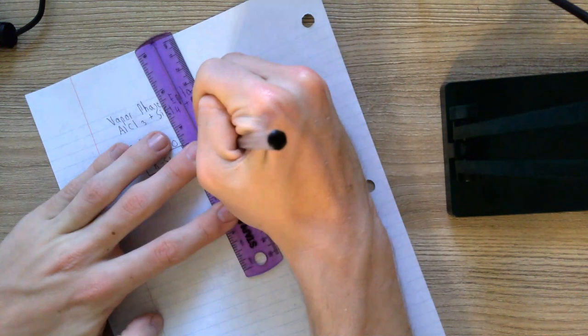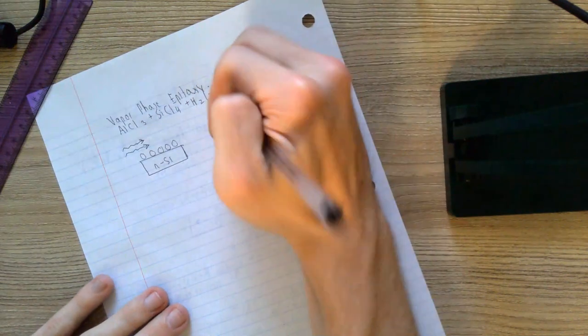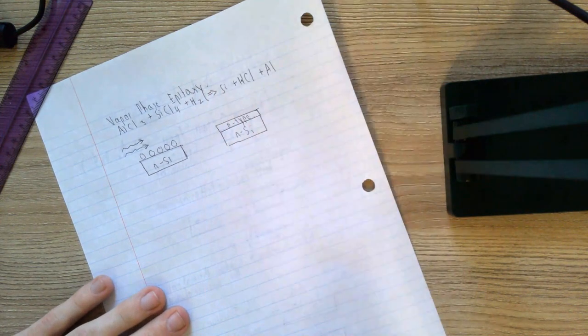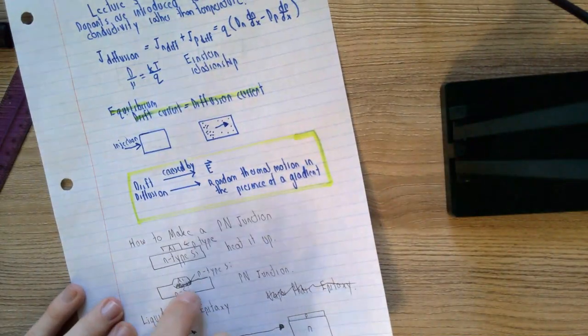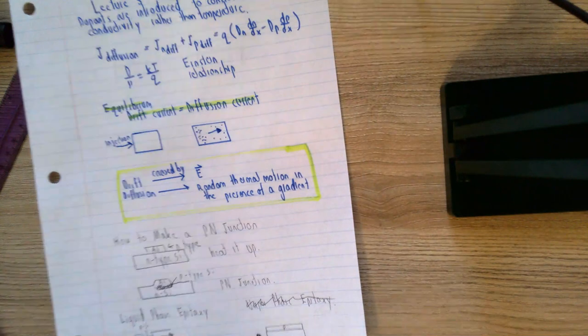So it's just another way. I like the liquid phase more than the vapor phase. It makes more sense to me, but both of those can be used, and then you can also create it based just off the one heating it up, and you heat it up and it deposits into it. So those are the two or three different methods.